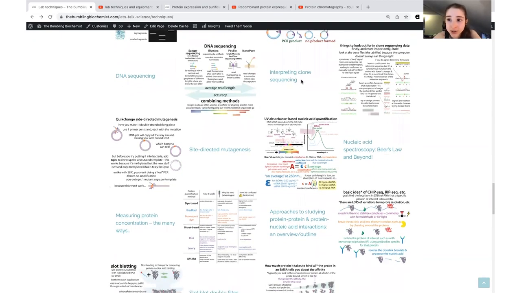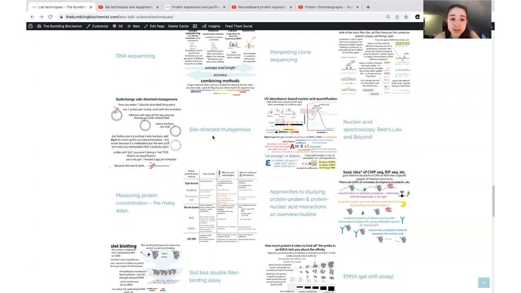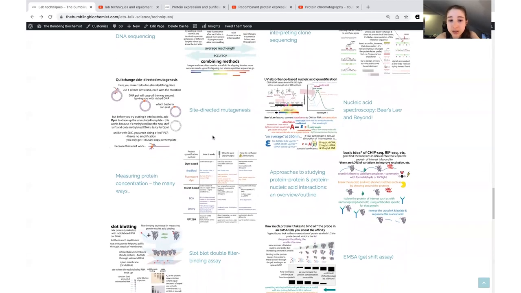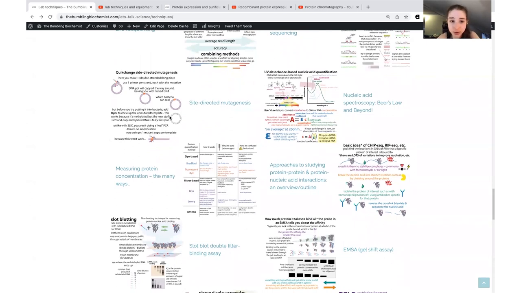So there you want to make sure that there's no undesired changes, but sometimes you want to make changes. And so you can use a technique called site-directed mutagenesis. Methods include QuikChange, or what I use is like SLIC-based methods, where you can introduce specific changes into the DNA, and then you can use that in order to make specific changes to the protein that gets made eventually.